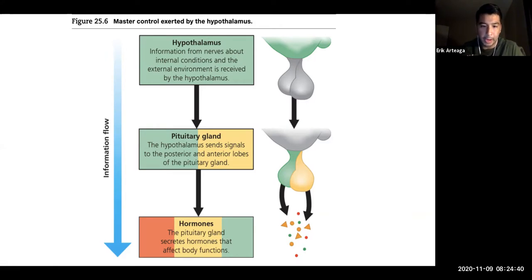Okay. So again, the hypothalamus sends signals to the posterior and anterior lobes of the pituitary gland. The pituitary gland secretes hormones and affects various bodily functions. Okay.